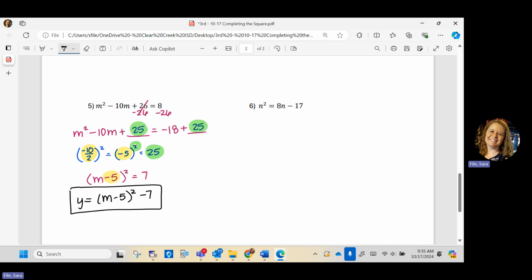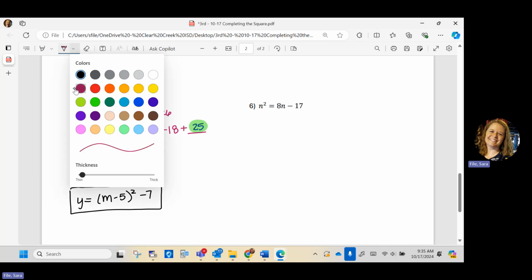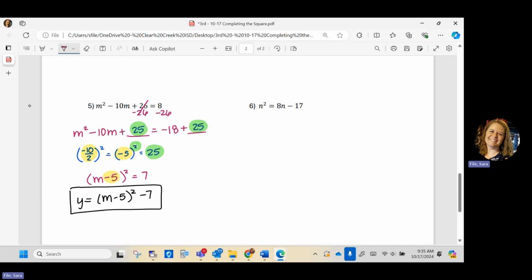All right, on this last one, this is not set equal to 0. It's not even got the variables on the same side. So instead of moving the constant to the right, I'm going to have to move the 8n, that variable term, to the left. So that's going to be subtracted over: n squared minus 8n, and then I'll do my plus blank. So then the only thing left over here is going to be that negative 17, and then I do my plus blank. So I moved the variables to one side and kept the constant on the other.